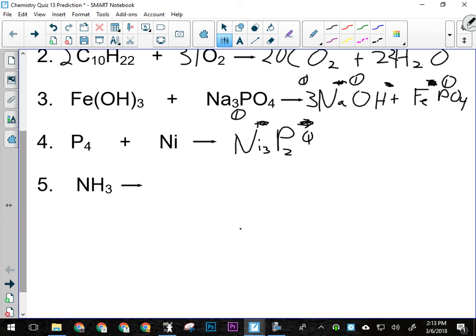And then we've got to balance the whole thing. We got to balance phosphorus first because it's the biggest number. So a 2 goes here. That gives me 6 nickel. Okay, and I'm done balancing. 1 mark for the balancing.